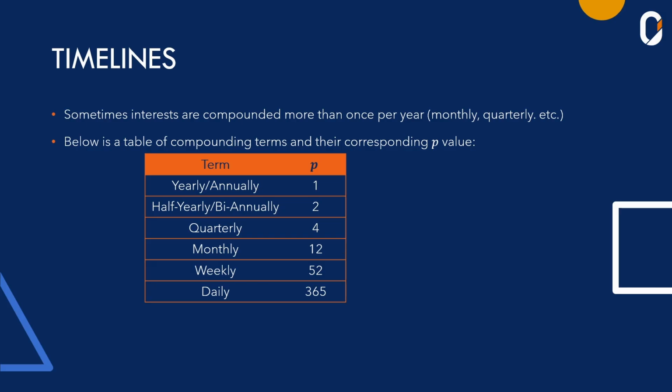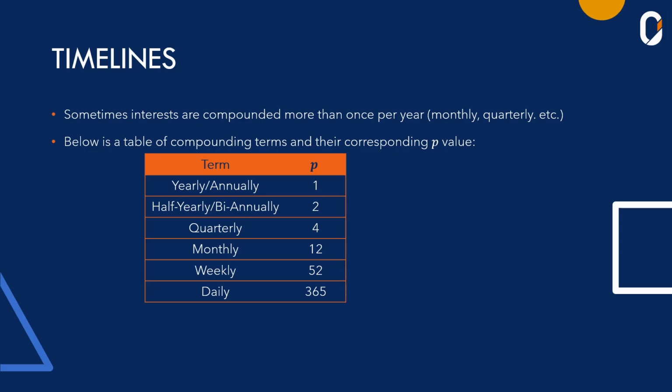When the term is half-yearly or biannually, we multiply the number of years by 2. When it's quarterly, we multiply the number of years by 4. When it's monthly, we multiply the number of years by 12. When it's weekly, we multiply the number of years by 52. And when it's daily, we multiply the number of years by 365.